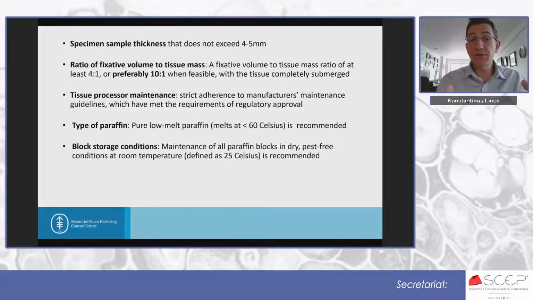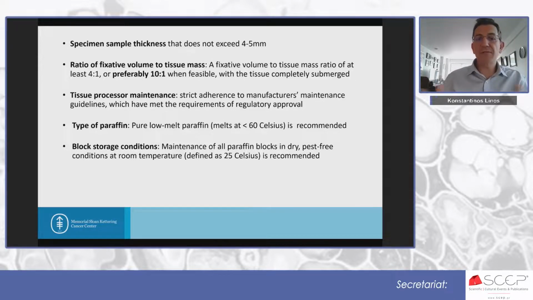Now, the tissue processor maintenance: do people strictly adhere to the manufacturer's maintenance? It's very important. For example, it's very important to control the alcohols. All these are expensive. So do they cut the budget, right? Do they cut corners because they want to be more profitable? Does someone regulate that?